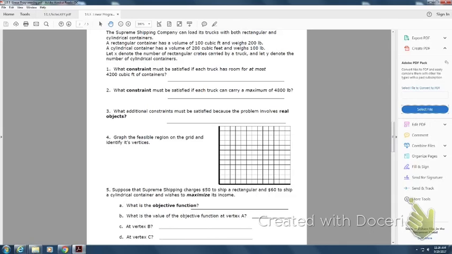X denote the rectangular, and let Y denote the cylindrical. So it tells us what they want us to use for X and what they want us to use for Y.